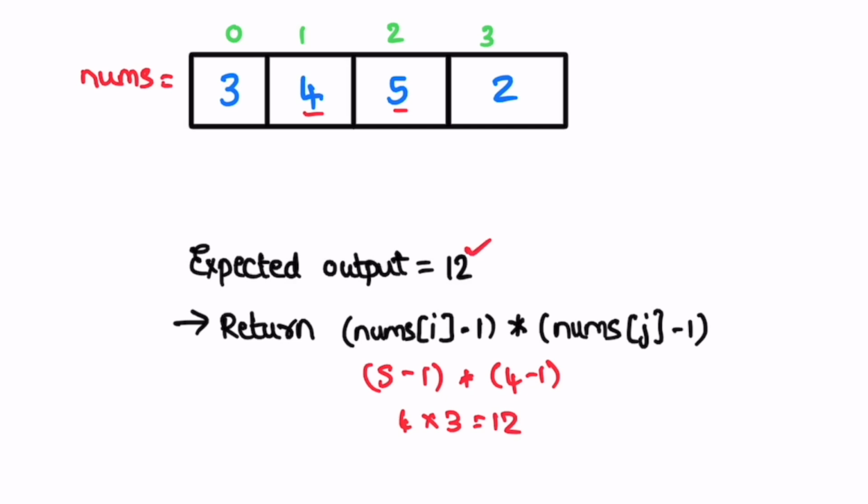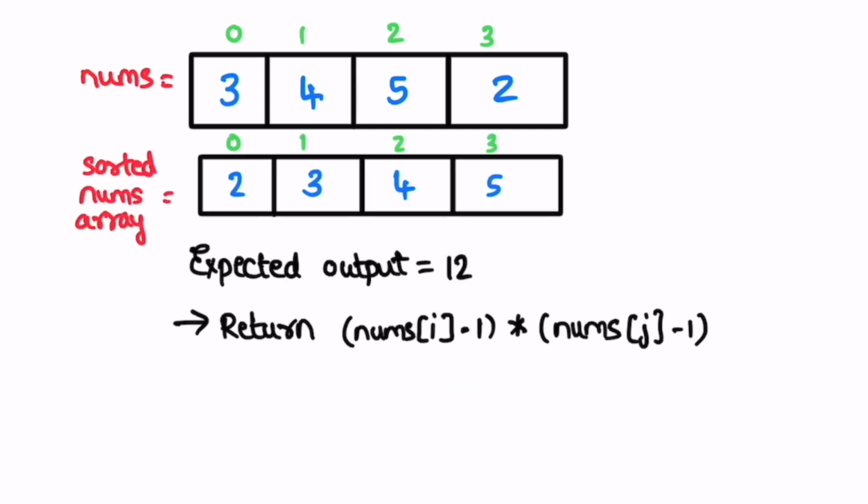The easiest way is to sort the array in ascending order and get the last two elements from the array. So once you sort it in ascending order, the input array will look like this. This is the sorted array and you get the maximum element at the last index position. And the second maximum element is at the penultimate position, that is last minus one. So access those elements and store them inside two separate variables and substitute them in the formula and you get the final answer as 12, which is the expected output.